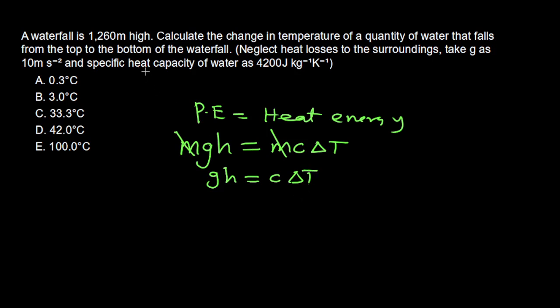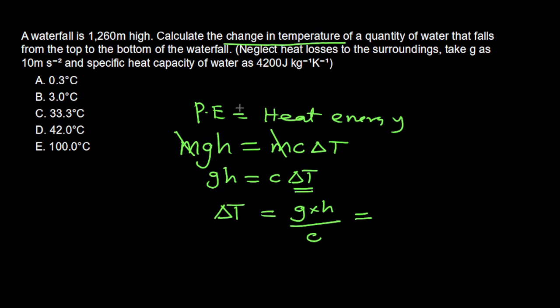In this particular question, our target is to calculate the change in temperature. So we want to get delta T. Meaning if you make delta T the subject, delta T is going to be the gravity multiplied by the height divided by the specific heat capacity of whatever fluid is flowing or is absorbing the heat.